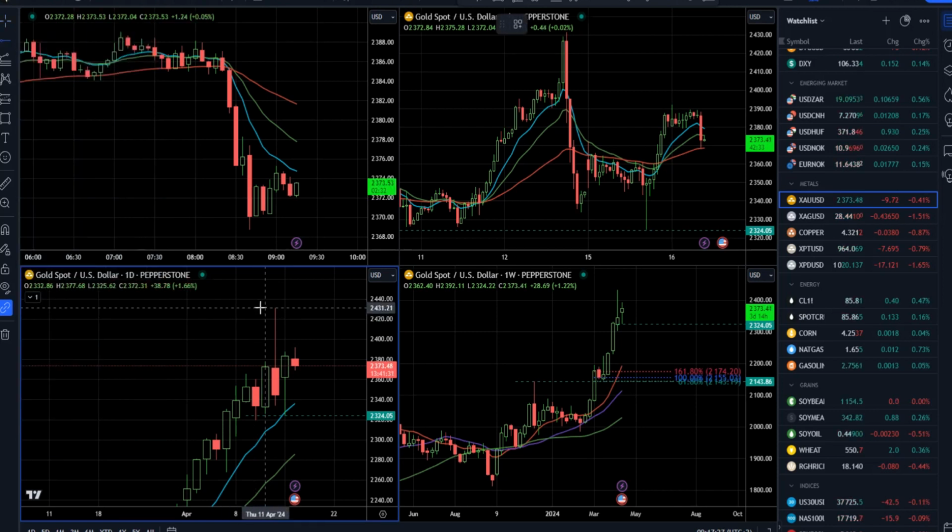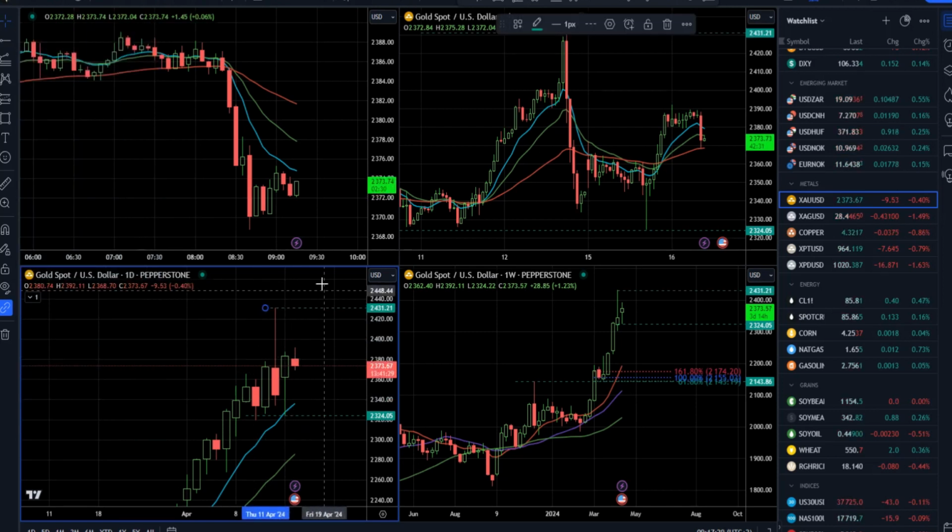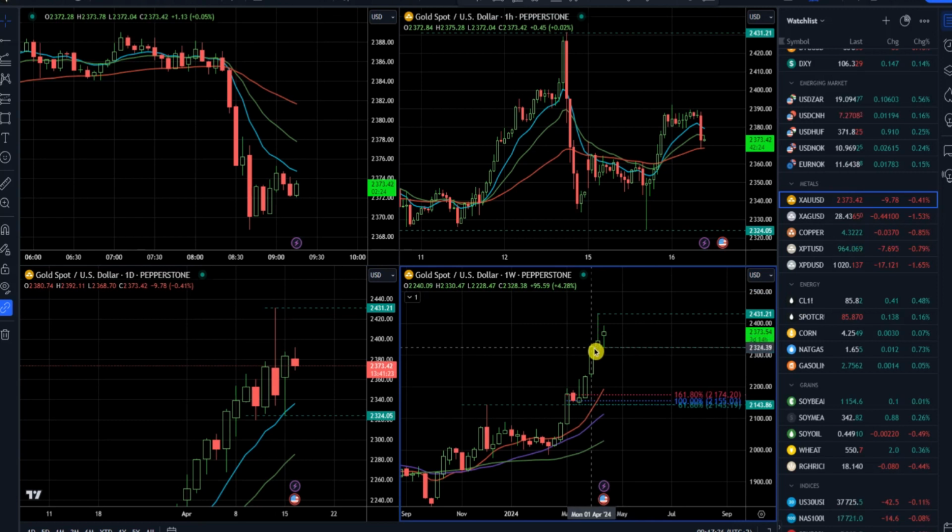For anything meaningful to the upside, I would like to see a breakout of the pin bar high from the other side, around 24.31, and if the market can hold above that level, then that will be a good sign for further upside movement. But this is a serious sign of weakness that happened last week, and this can result in the market eventually trying to do a deeper pullback on the gold market.